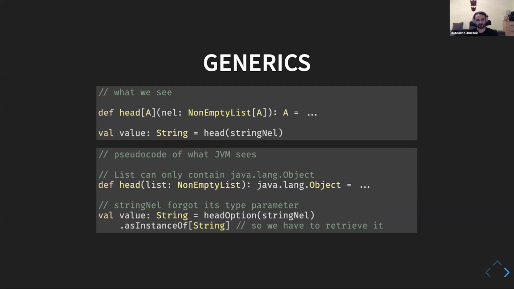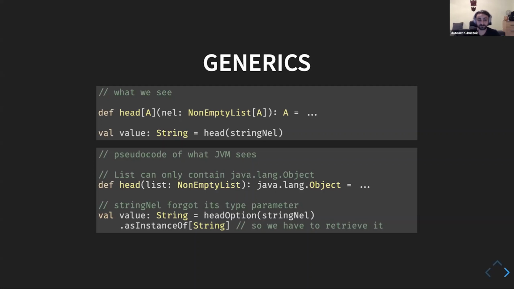So what is happening on the JVM is that when we compile code to JVM bytecode, we forget that type parameters exist. When we take a look at the JVM bytecode, it's as if NonEmptyList didn't have any type parameter, and instead it will have the top level type of all of the JVM objects, which is java.lang.Object, unless we put some upper bound on this parameter. But if we don't put it, it usually resolves to java.lang.Object.